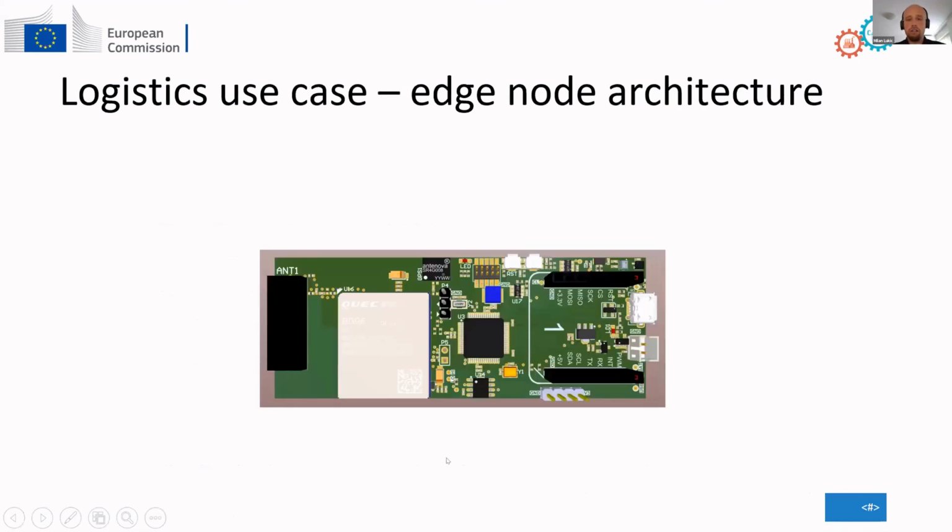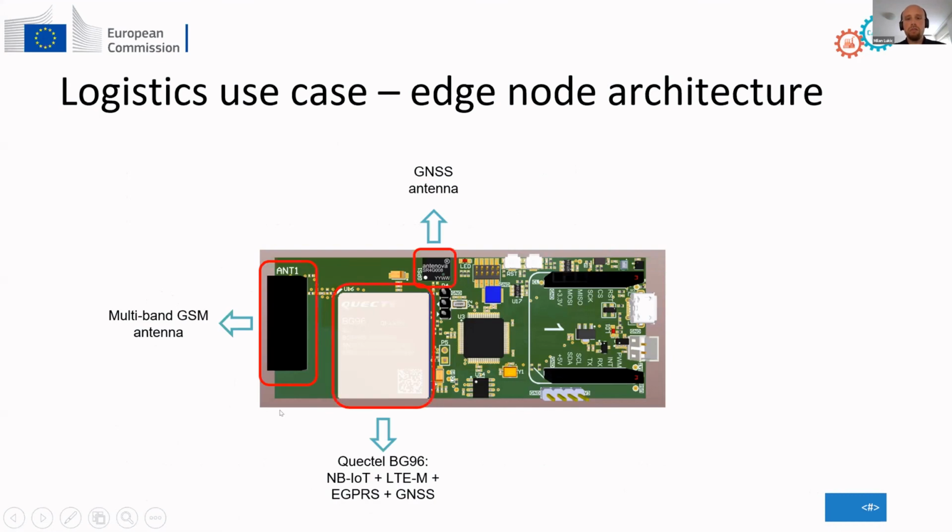When it comes to the communication, we use the Quectel BG96 module, which is kind of all-in-one. It features NB-IoT, LTE-M, also has GPRS fallback, and it also has an integrated GNSS module, which we will use for the localization. As you can see, there are both a multi-band GSM antenna and a GNSS antenna on board.